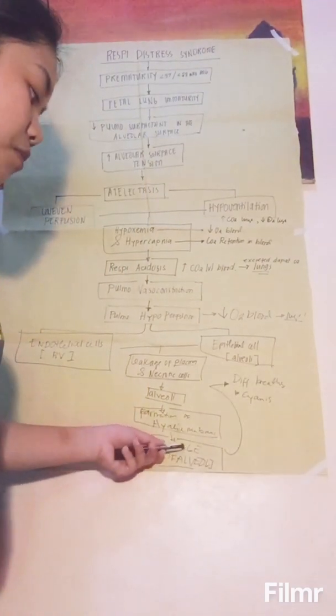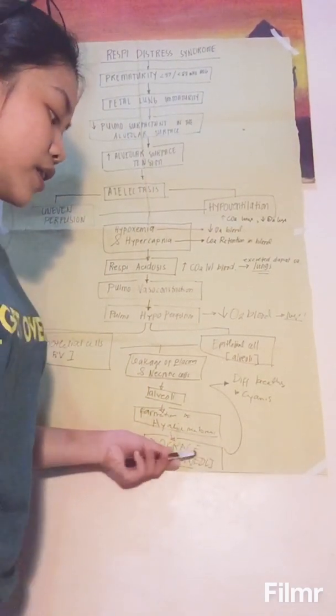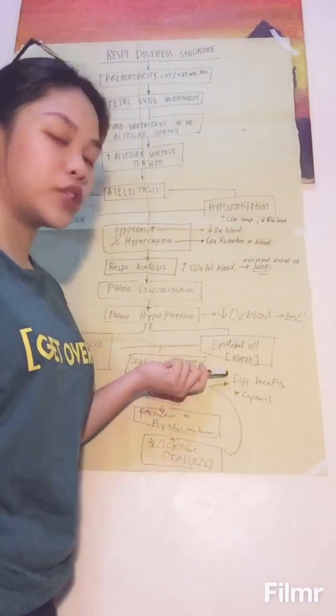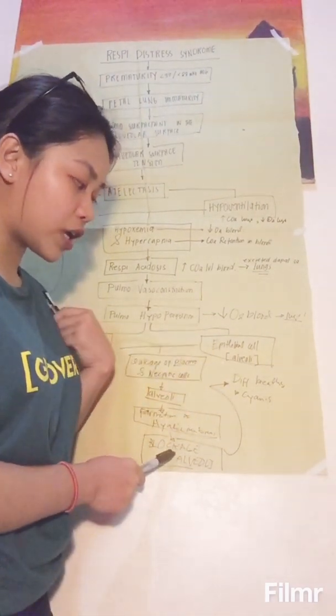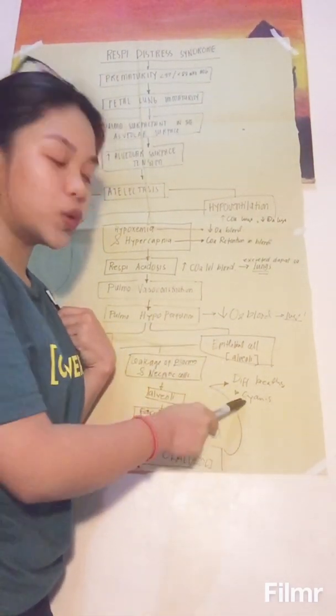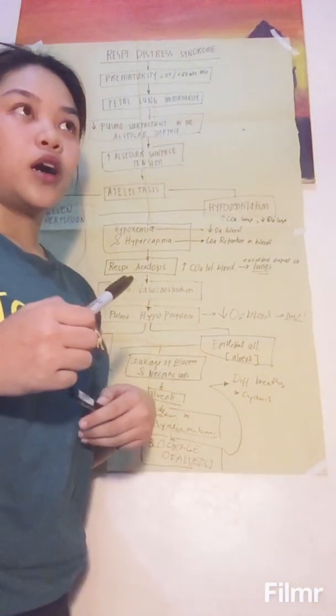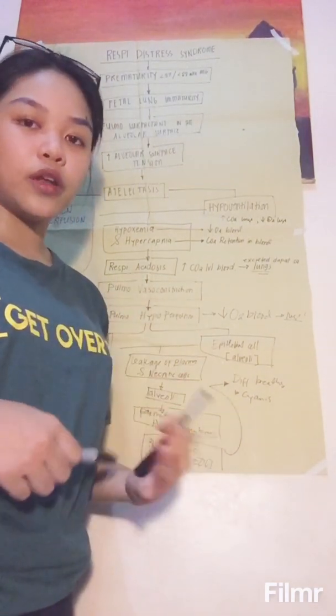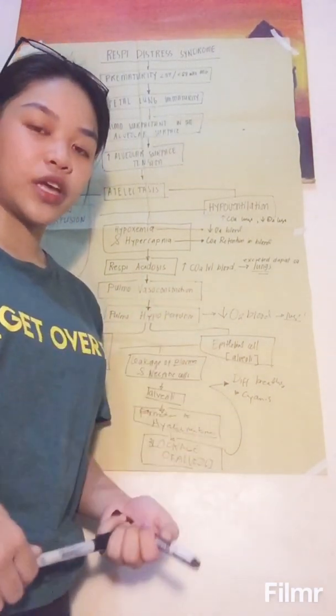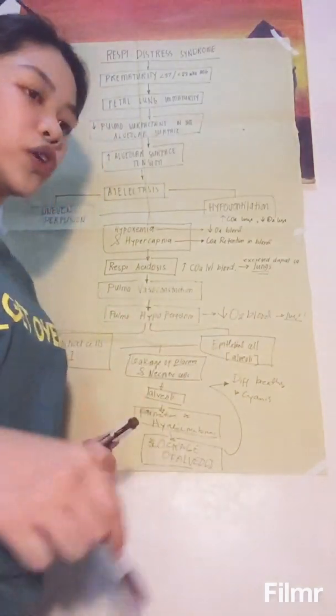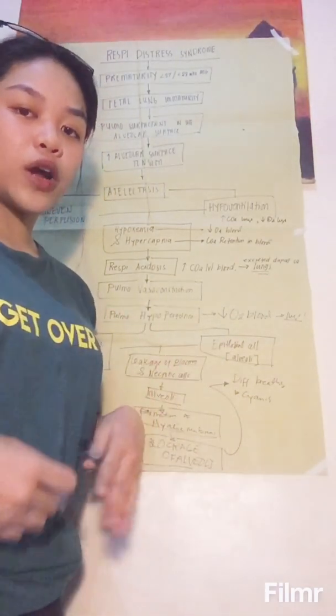Because of the blockage in the alveoli, the patient will experience difficulty in breathing, and cyanosis, because there is not enough supply of oxygen in the lungs, and also in the blood surrounding the lungs.